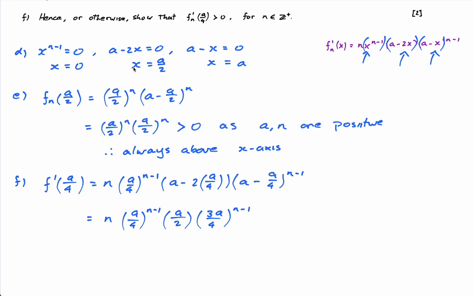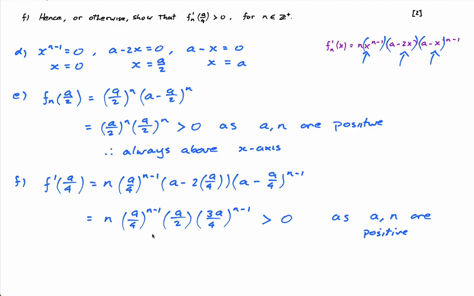So again, it says show that this is greater than 0 for n a positive integer. Well, I'm just going to say greater than 0 as a is greater than 0 and n is greater than 0. So as a and n are positive. Now that's enough, because obviously, if a is positive, this thing has to be positive, this thing has to be positive, and this thing has to be positive. And if n is positive, this has to be positive. So the whole thing is positive.